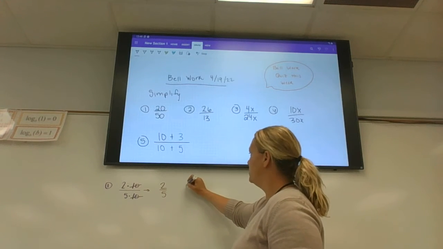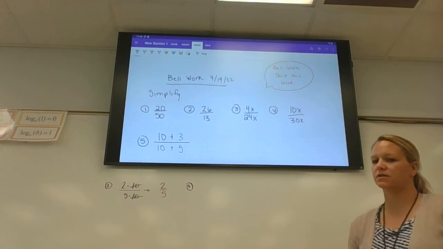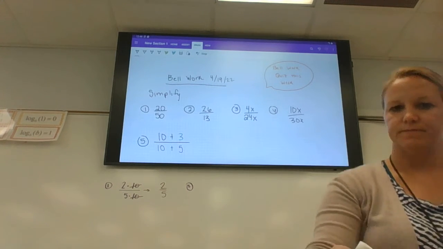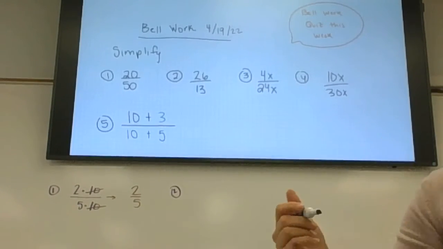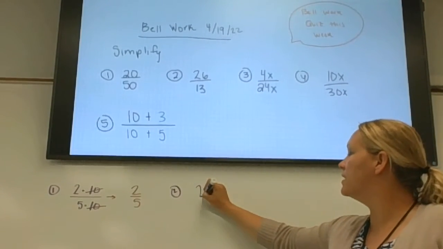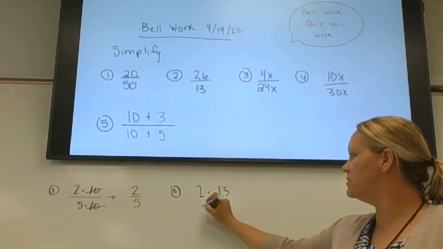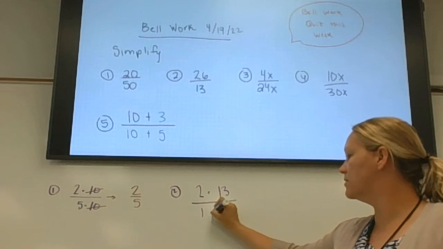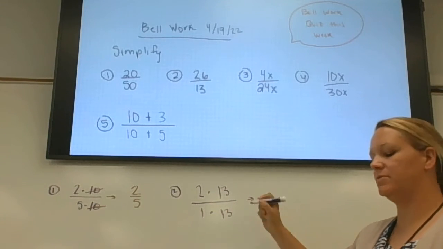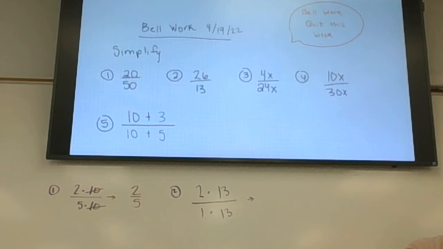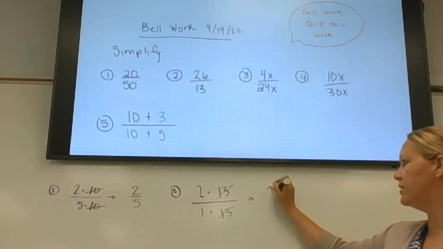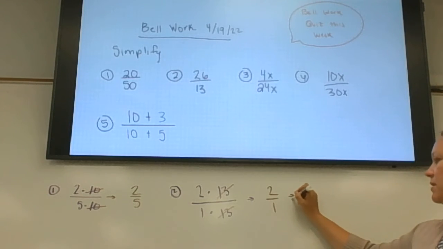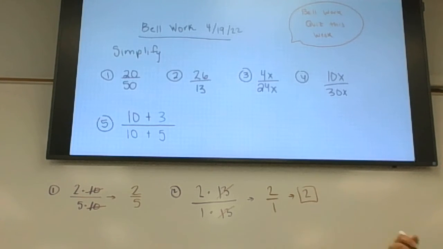So number 2, Matthew, how did you think of 26 and 13? You probably just divided it, right? So this would be 2 times 13 over 1 times 13. That's writing something as factors. The 13s reduce, and you get just a 2.